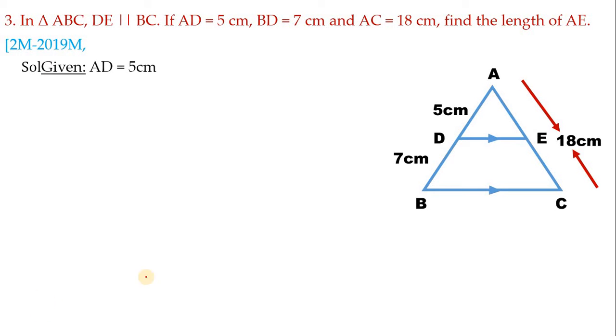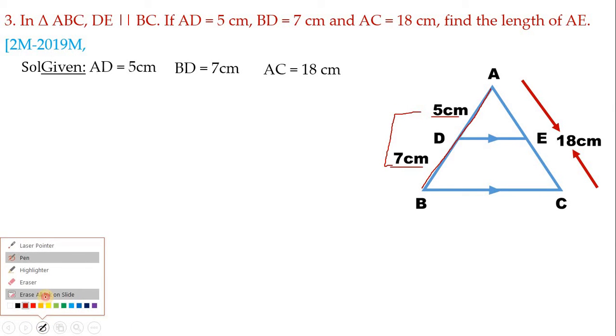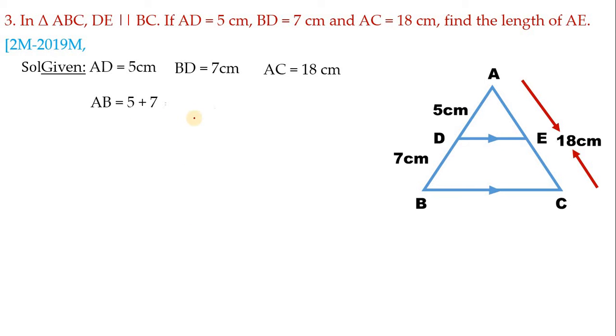First, let us group up the things. What are all the things they have given here? AD equals 5 centimeters. Next, BD equals 7 centimeters. AC equals 18 centimeters. And one extra thing we wanted to find here. This is AD length and this is BD length. Then what is AB length? To find AB length, we have to add these two. 5 added to 7, how much will you get? You'll get 12 centimeters.